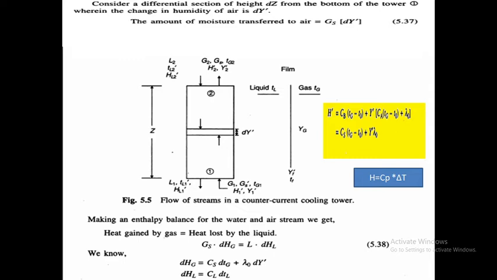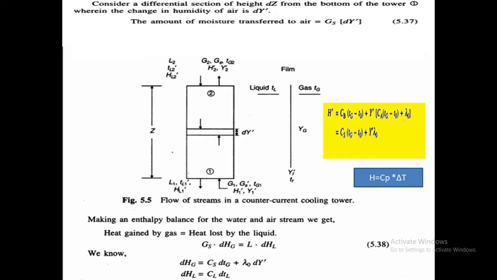What is the enthalpy at reference temperature T0? H dash is equal to Cs into (Tg minus T naught) plus Y dash into lambda naught. In this case, T naught is the reference temperature. Take reference temperature as 0 degrees Celsius. Finally, we get H dash is equal to Cs into Tg plus Y dash into lambda naught. For our case, we need the change in enthalpy. That's why dH dash is equal to Cs into dTg plus dy dash into lambda naught. Are you clear or not?